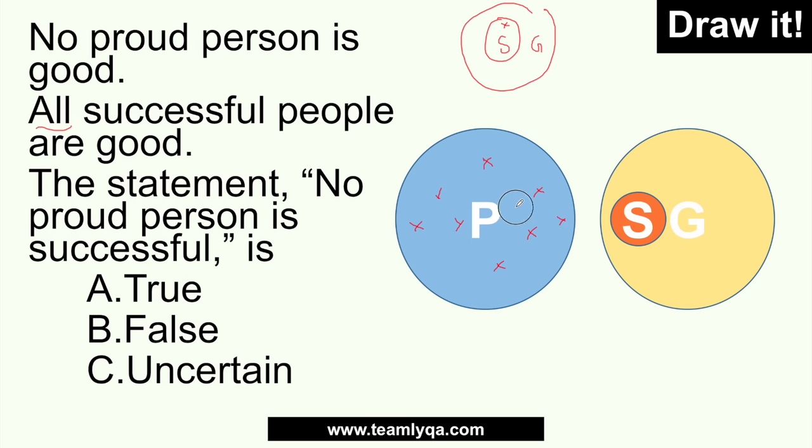At dahil kapag ikaw ay good, okay, ay hindi ka pwedeng maging proud, ibig sabihin, kahit anong gawin mo, kung ikaw ay proud, hindi ka pwedeng maging successful. So, this statement is actually true. Kasi nakahiwalay talaga yung bilog na P sa bilog na S.